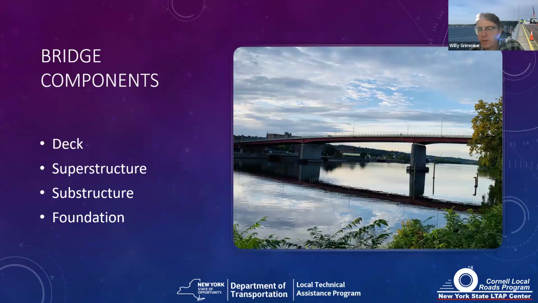So we'll talk a little bit about bridge components here. And these are the components that are rated on the federal inspection reports, National Bridge Inventory reports. We have the deck, superstructure, substructure, and then we'll also talk a little bit about foundation. This bridge in the photo is Route 2 over the Hudson River between Watervliet and Troy. It's a multi-girder bridge.